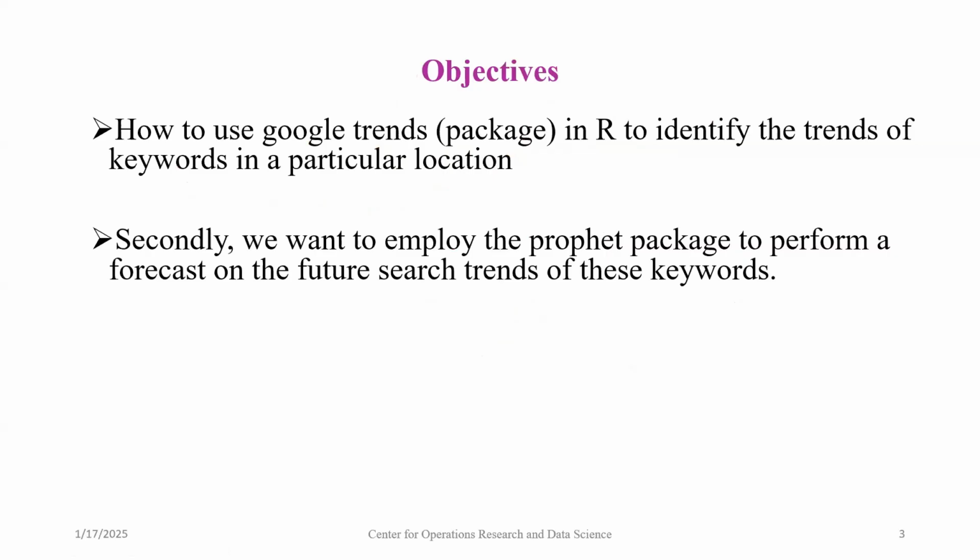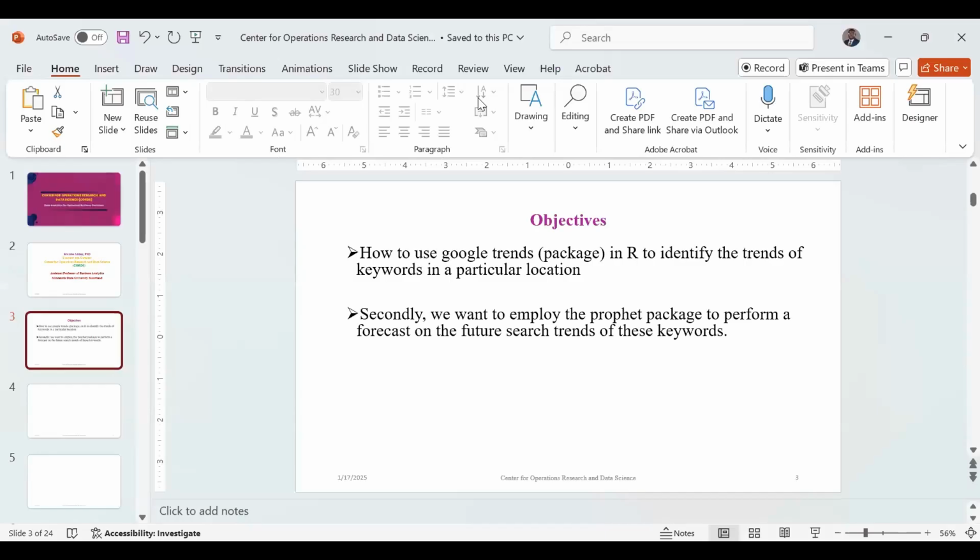The objective of today's video is to examine how to use the Google Trends package in R to identify the trends of keywords in a particular location. Secondly, we want to employ the Prophet package, also in R, to perform a forecast on the future search trends of these words. So with that being said, we'll move straight to R, and then we'll see how to do these in practice.